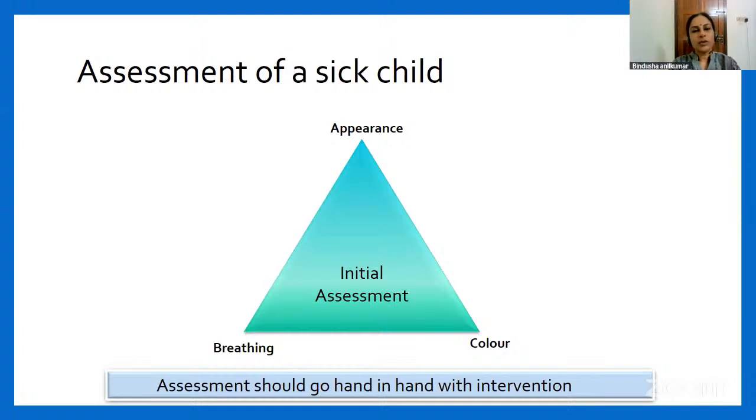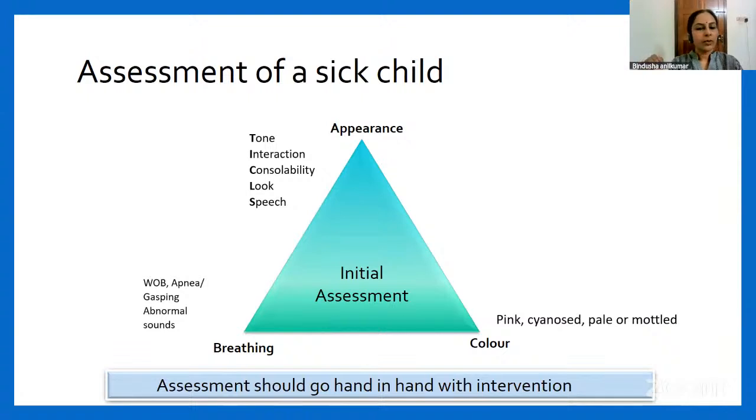There are three things you look for in the initial assessment: the appearance of the baby, breathing, and the color of the baby. What do we mean by appearance? How is the baby looking and interacting? You can see whether the baby has good tone or is flabby, whether the baby is interacting with the parent or has an incessant cry, and if crying, whether the parent is able to console the baby. Is the baby looking around or remaining passive? If it is an older child, you can see whether the child is speaking to the parents.